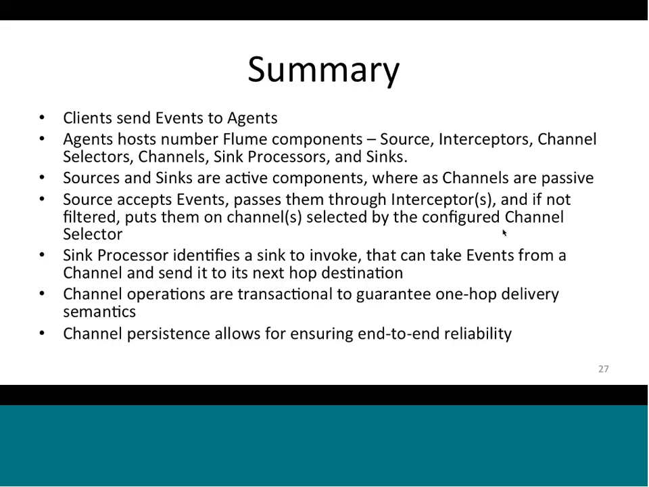In summary, clients send events to agents. Agents host a number of Flume components: sources, interceptors, channel selectors, channels, sink processors, and sinks. Sources and sinks are active components, whereas channels are passive. Sources accept events, pass them through interceptors, and if not filtered, put them on a channel selected by the configured channel selector. The sink processor identifies a sink to invoke that can take events from a channel and send them to the next hop destination. Channel operations are transactional to guarantee one-hop delivery semantics. Channel persistence allows for ensuring end-to-end reliability.